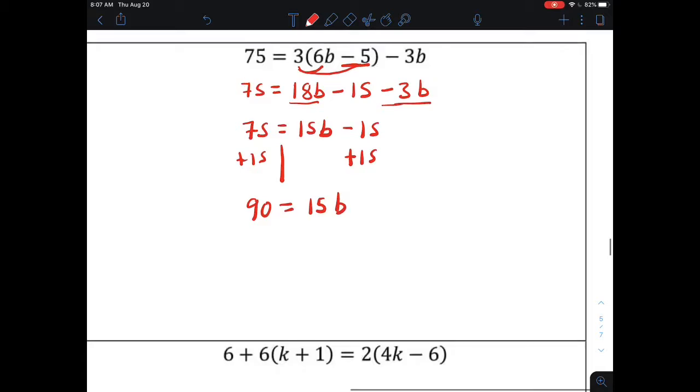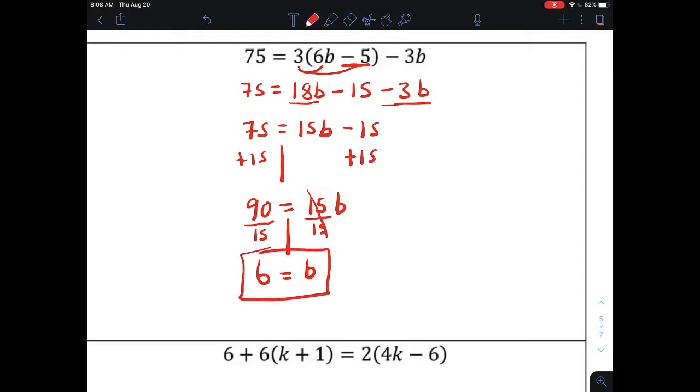And now I got to take the 15 that's multiplying the b off of it. Well, to undo multiplication, we're going to divide. So I'm going to divide both sides by 15. That's going to take that 15 off of that b. So the right-hand side is b. And then 90 divided by 15, that is 6. So 6 is equal to b.